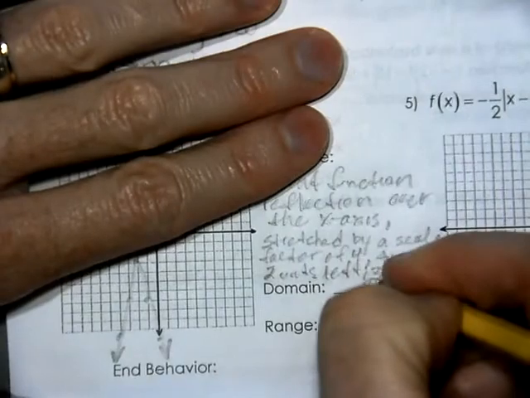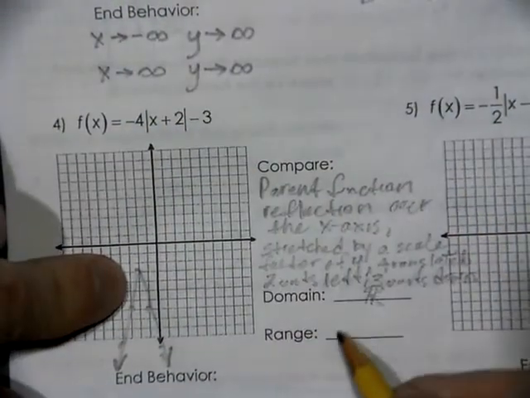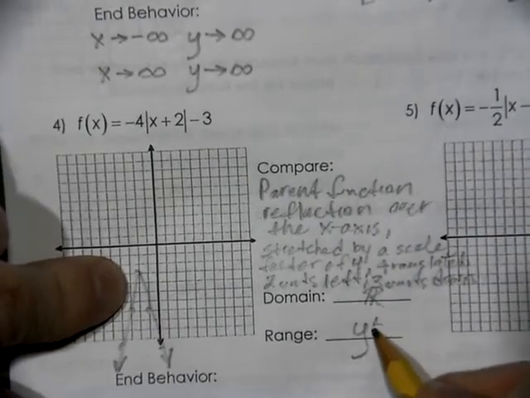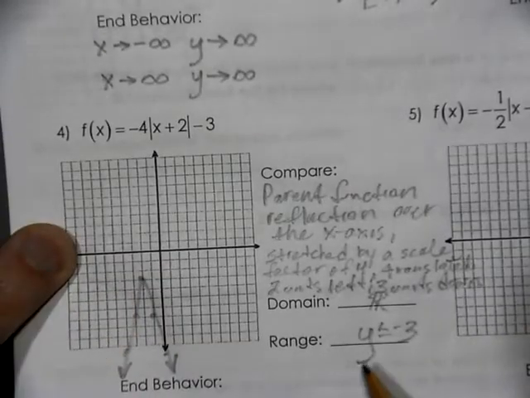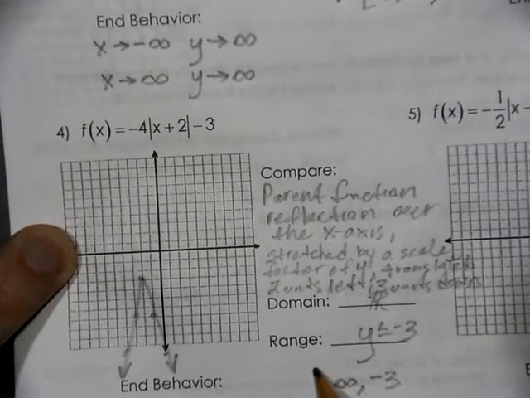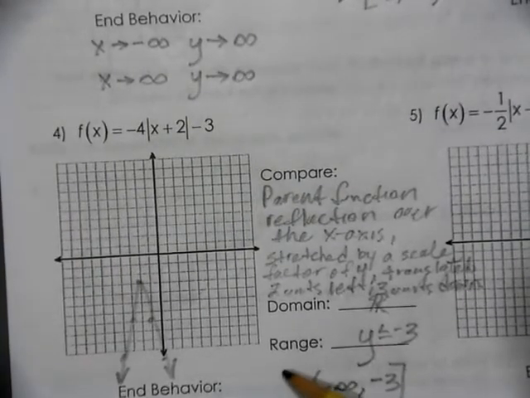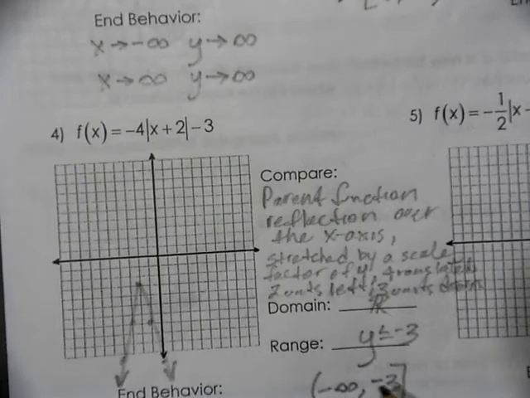The domain of an absolute value is always all real numbers, and the range is from -3 and down. Smallest number is -infinity, the largest number is -3. So notice how I changed the order. You always put your smallest number first. Square bracket because it can equal -3. Round bracket because you cannot exactly reach a negative infinity in your calculation.